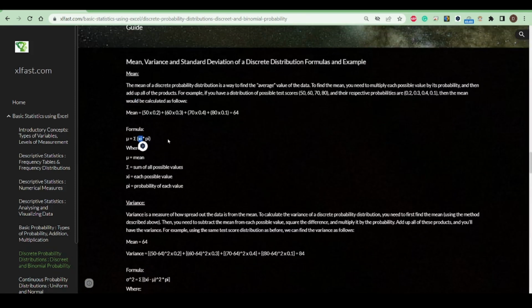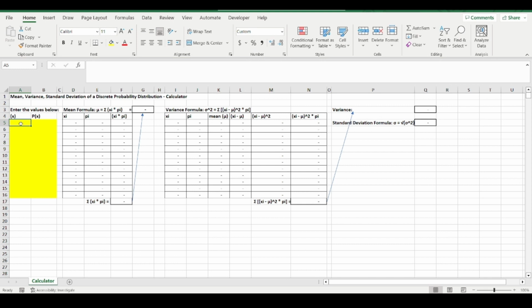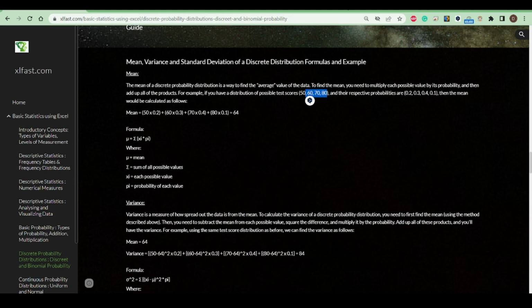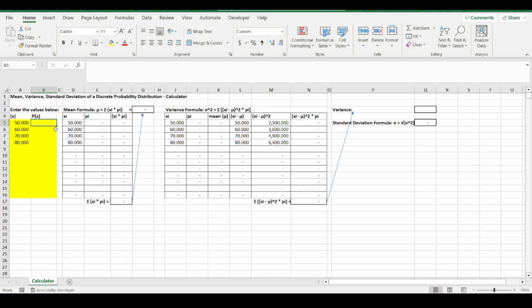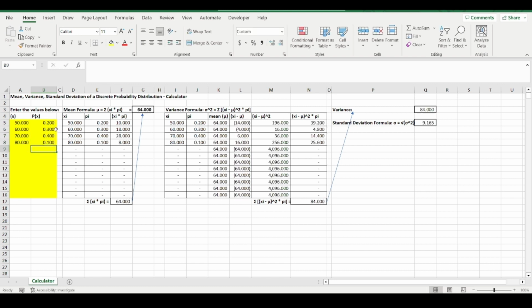Right, so what you need in order to calculate the mean, variance, and standard deviation of a discrete probability distribution is the outcomes and the probability of each outcome. Right, so here we go, click Enable Editing. Our outcomes were 50, 60, 70, and 80. The probability of each outcome is given over here, 0.2, 0.3, 0.4, and 0.1. Right, and there we have it.